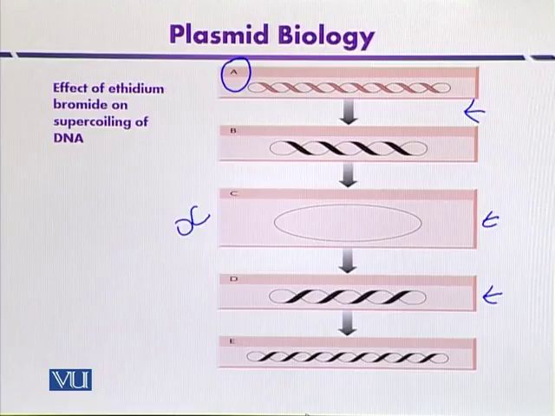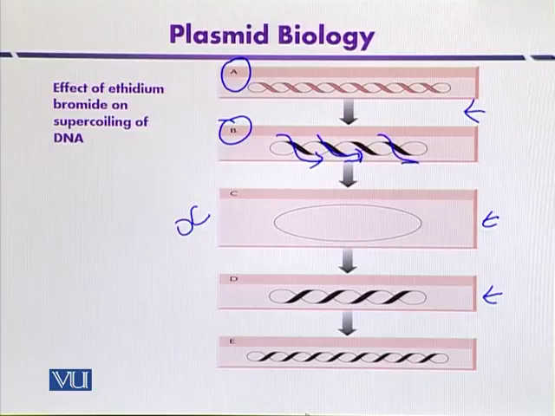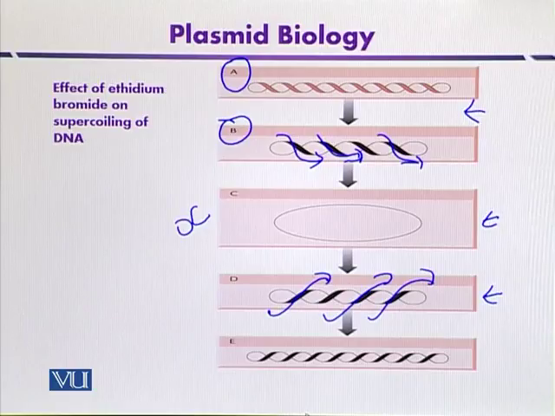Suppose at step A or B here, the supercoiling is in anti-clockwise phase, then in step D it may be in clockwise stage. So the intercalation of ethidium bromide will cause the DNA to rewind again, but in the opposite direction, that is, negative supercoiling is finally there. So this is the effect of ethidium bromide on the supercoiling of the DNA.